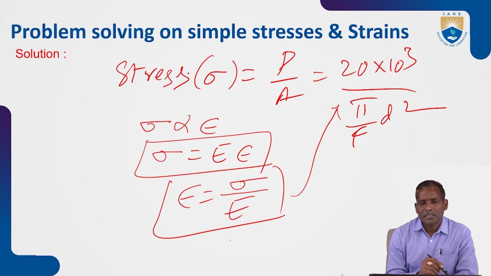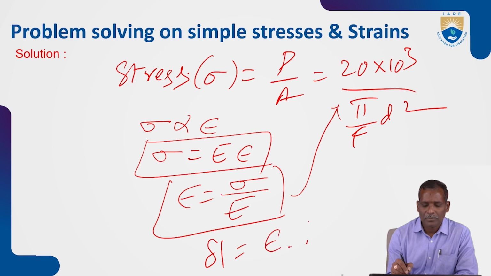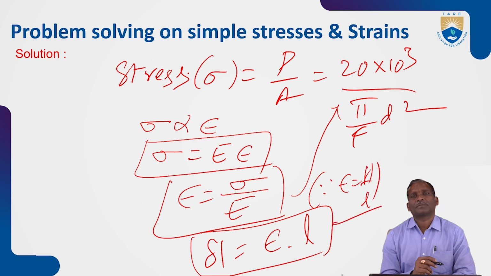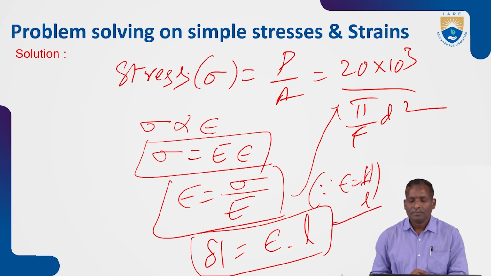And the third one is the elongation, delta L. So delta L is equal to strain multiplied with L, since the strain is equal to delta L by L. Clear?